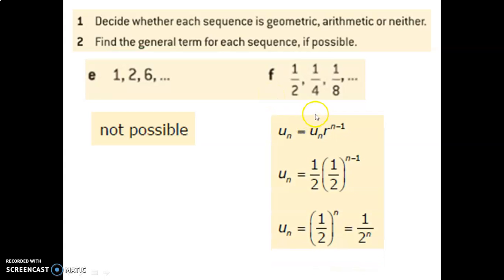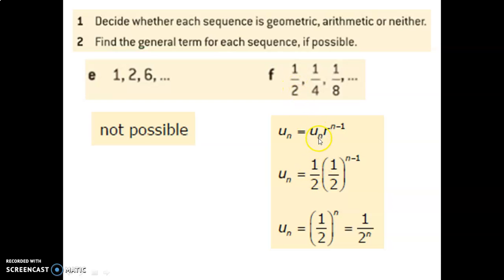Okay, that one I hope you notice is geometric. At first, sometimes when we see fractions, maybe you can't see what's happening, but you can see that on the bottom you're multiplying by 2, right? On the top, you can say you're multiplying by 1. So the R value can be said to be a half, right? A half times a half is 1/4. A quarter times a half is 1/8. So the multiplier, or R value, is half. And our U1 value is also a half.